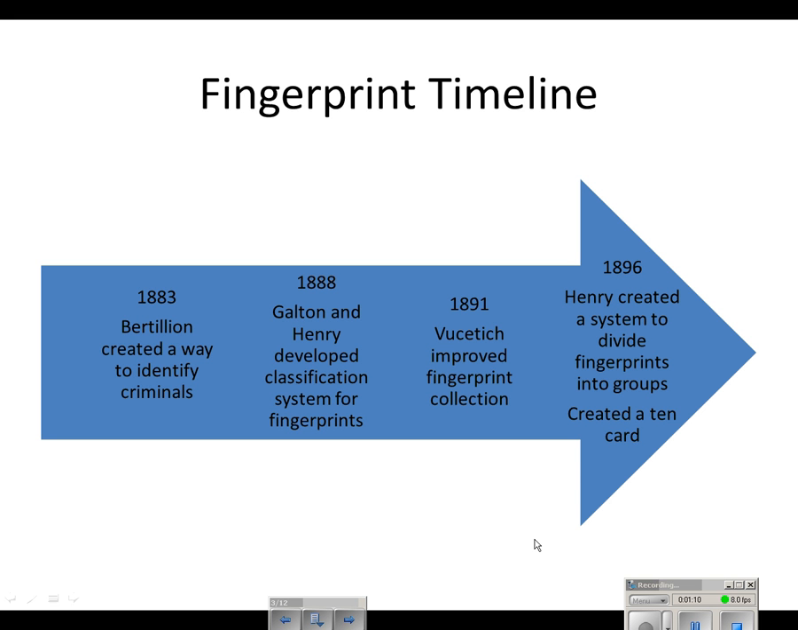In 1888, Galton and Sir Henry developed a classification system for these fingerprints, and in 1891, Vucetich improved the fingerprint collection methods, and that's actually more of what we use today in the United States. In 1896, Sir Henry created a system to divide the fingerprints into groups, and in order to do that, he created the 10 card, which I showed you on the title slide.